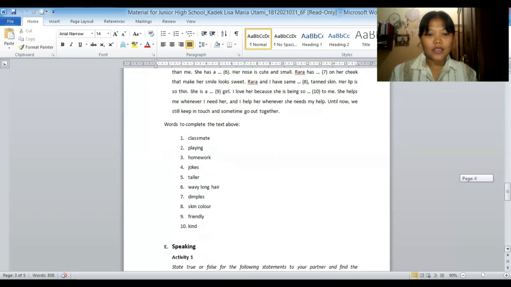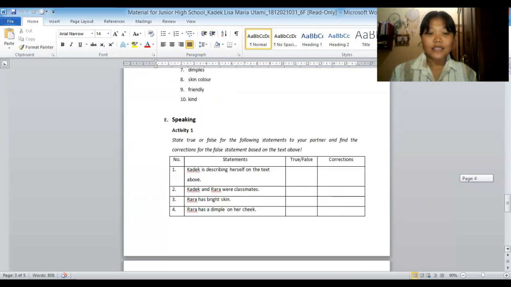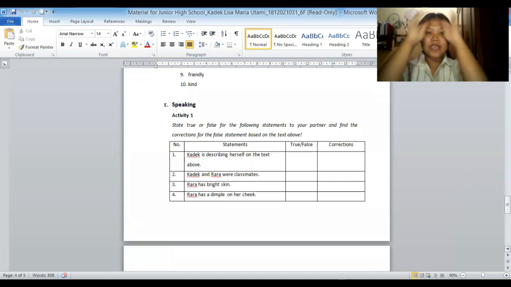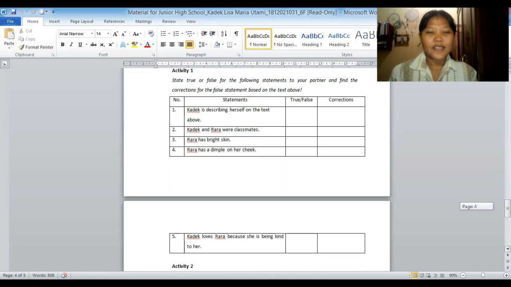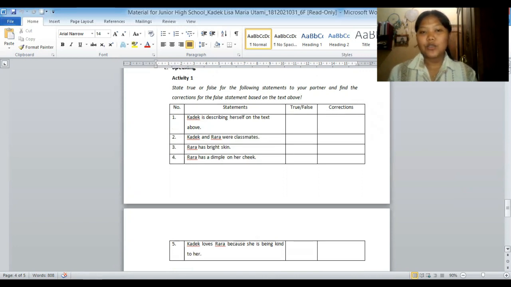All right, the next skill is speaking. In speaking, I provided two activities. The first activity is to make them use the English language. The first one is true or false: state true or false. I provide 5 statements, and I ask students to find a peer or partner, and they will play this true or false game with the partner.